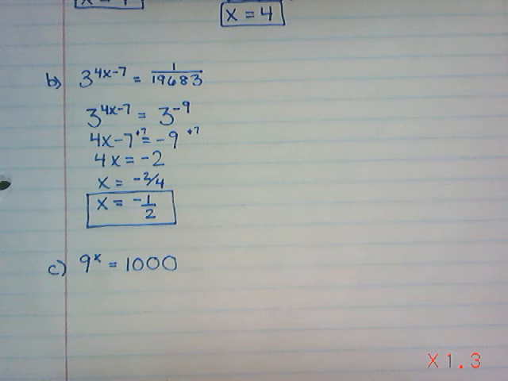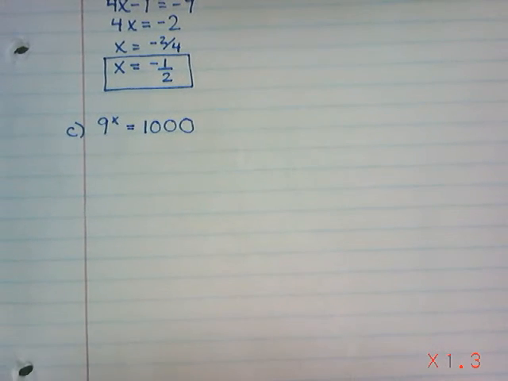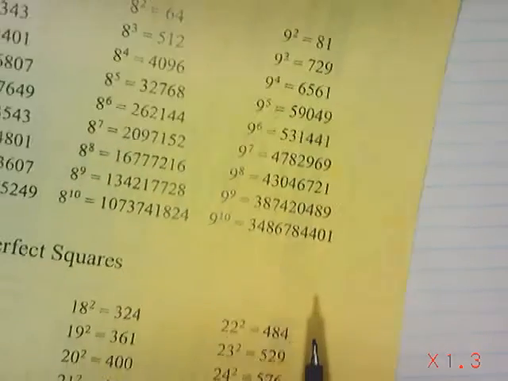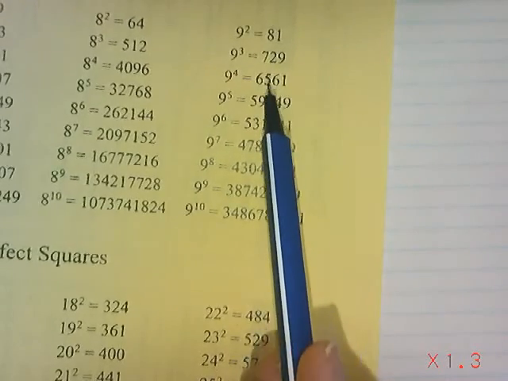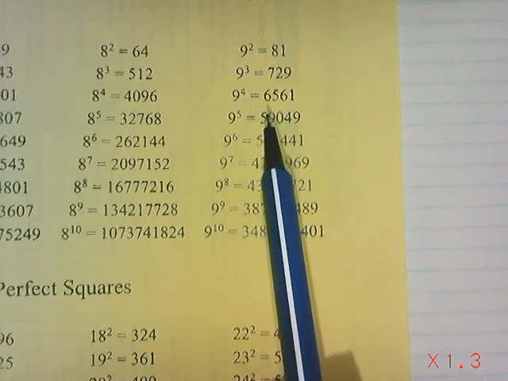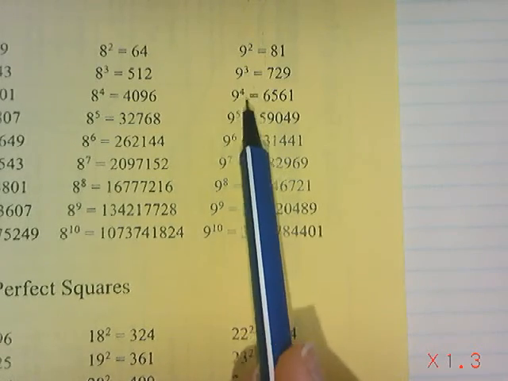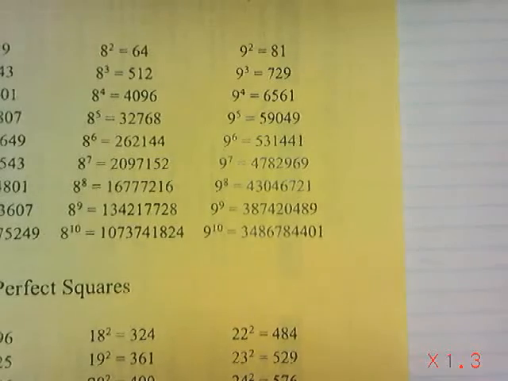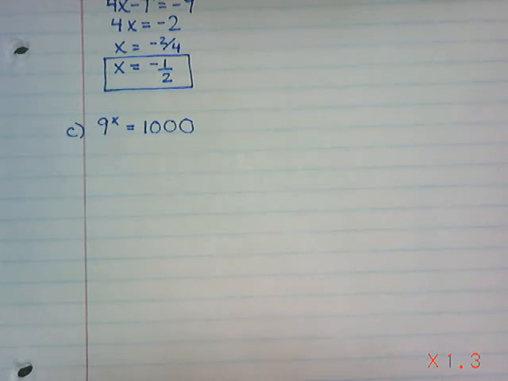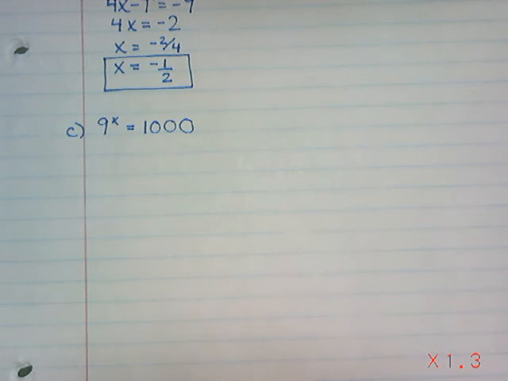All right, there's one more question. This is part C. It says 9 to the power of x equals 1,000. So first thing I would do is look to see, is 1,000 a nice power of 9? And the answer to that question is no. 1,000 is somewhere between 729 and 6,561. So that means it's something between 9 to the 3 and 9 to the 4. So 9 to the 3 point something. It's going to be a decimal. So since it doesn't work out nicely, this is where I would use a log.